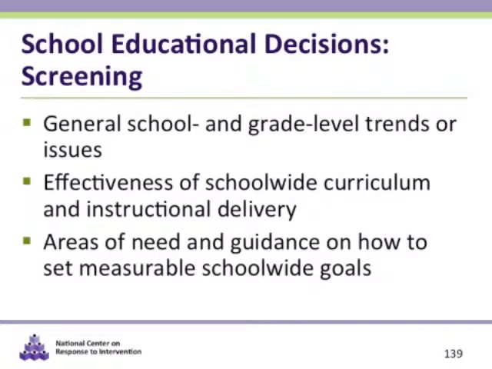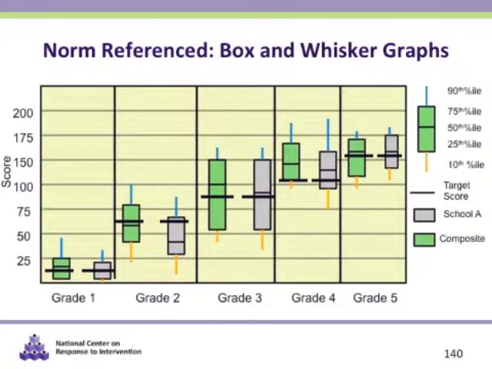Here's a look at some school level decisions, and we saw these earlier. So we talked about general trends, the effectiveness of the school curriculum, and areas of need. So think about those at a minimum as we walk through these slides. Remember, this is fictitious data. So schools, just like districts, can analyze performance across grades. In this graph, what you see is a comparison group, which is in green, and the school, which is in gray. We also show the target line, which is where they expect students to be at that grade level.